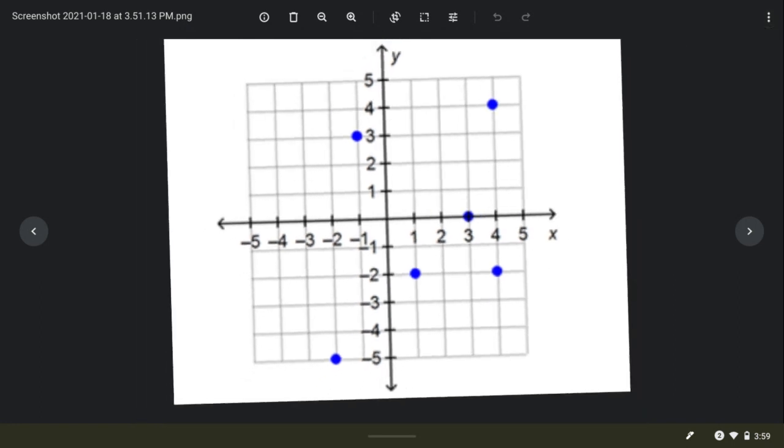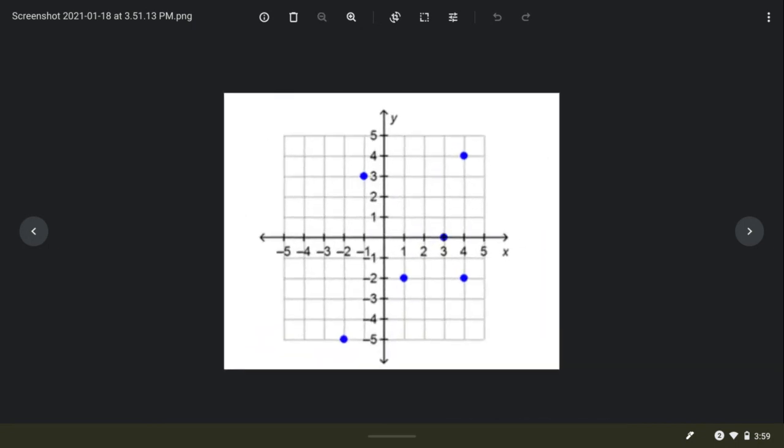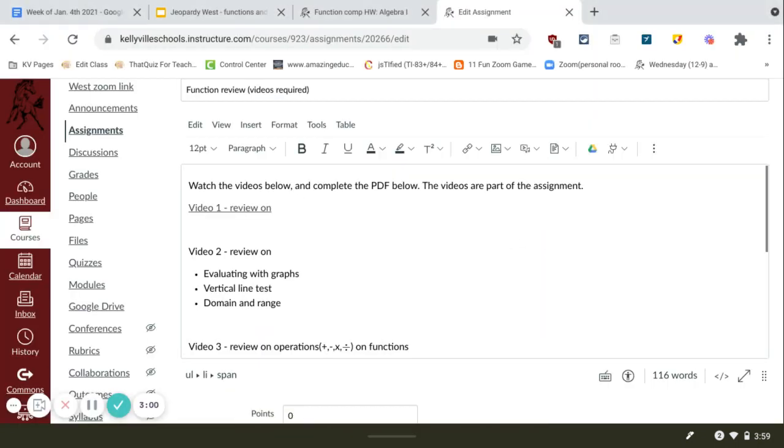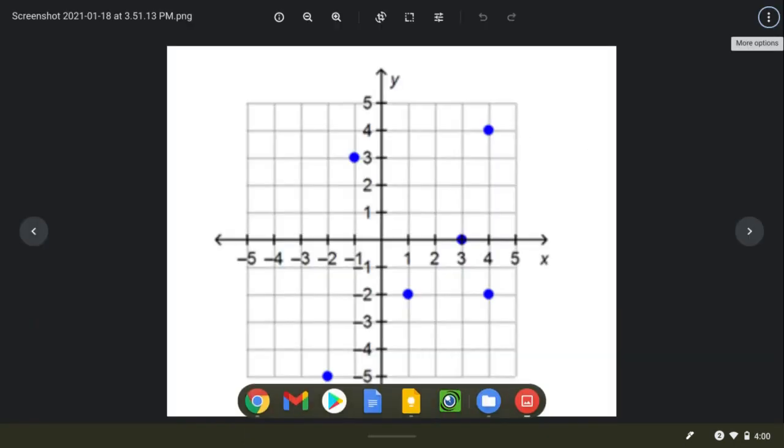Let's look at, I'm trying to pull it up so we can write on it. Interesting. Can't write on it? Well, that's unfortunate. Let me pause the video and figure that out. All right, so I got that graph pulled up, finally.